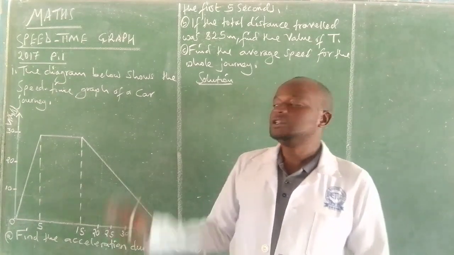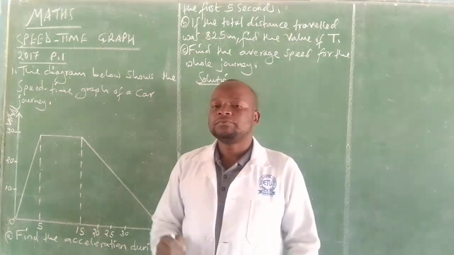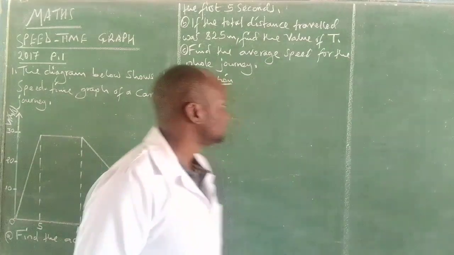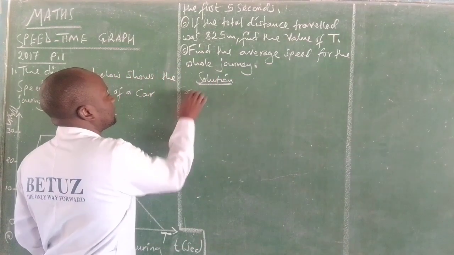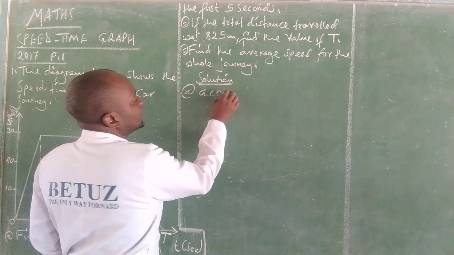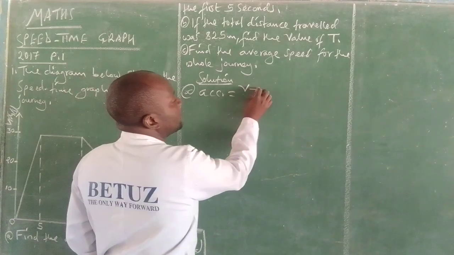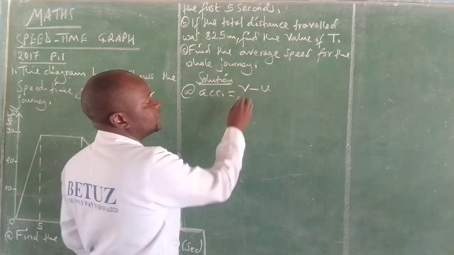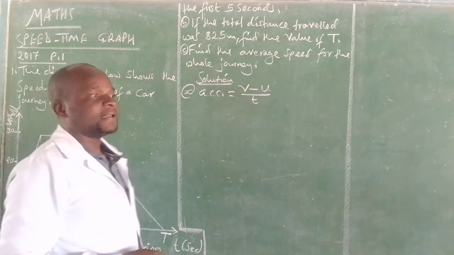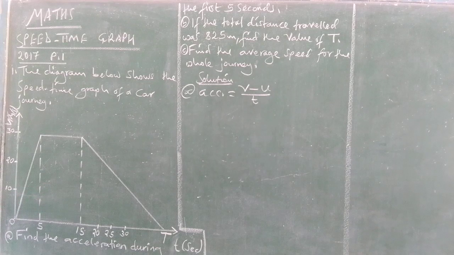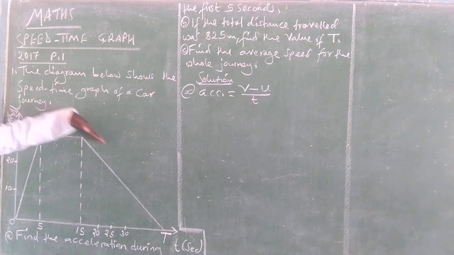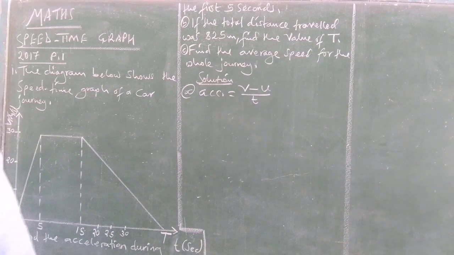To find the acceleration in such a graph, you simply bring in the formula for acceleration. Acceleration is equal to final velocity, which is capital V, minus initial velocity, which is u, divided by time. Coming back to our diagram, this part is the acceleration, this is the constant velocity, and that is the deceleration or the negative acceleration.